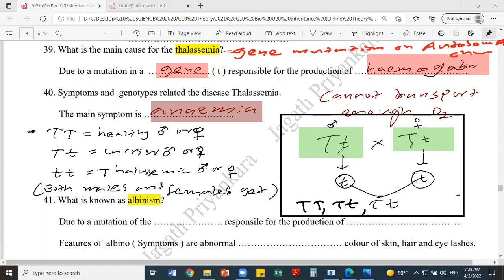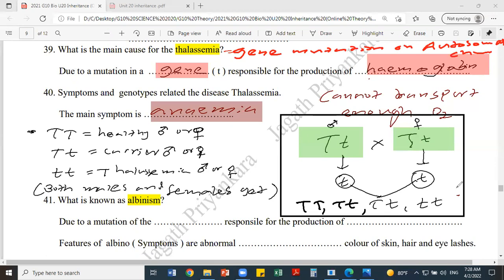Why? Father's capital T, mother's simple T, as well as mother's capital T, father's simple T. Capital T, simple T, and simple T, capital T. Capital T from the left side, simple T from the right side, and left side capital T and right side simple T. You got it? That's how you get this. And the other one is simple T, simple T.